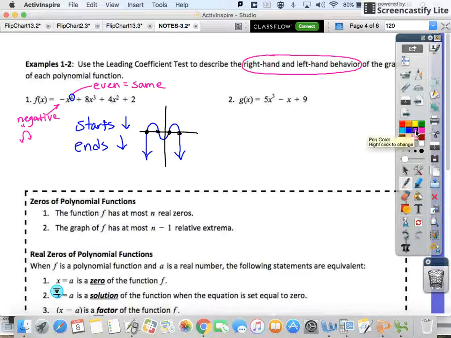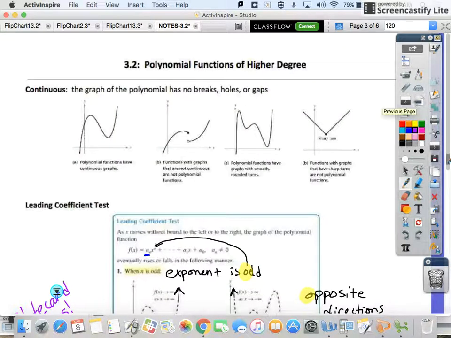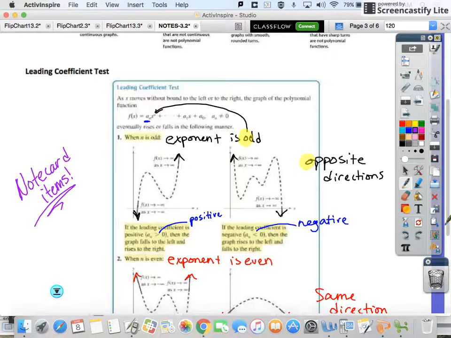The next one, we have an odd power, which means they're opposite. Our coefficient is positive. So if you look back, when the coefficient is positive on an odd, it's going to start up and end down.